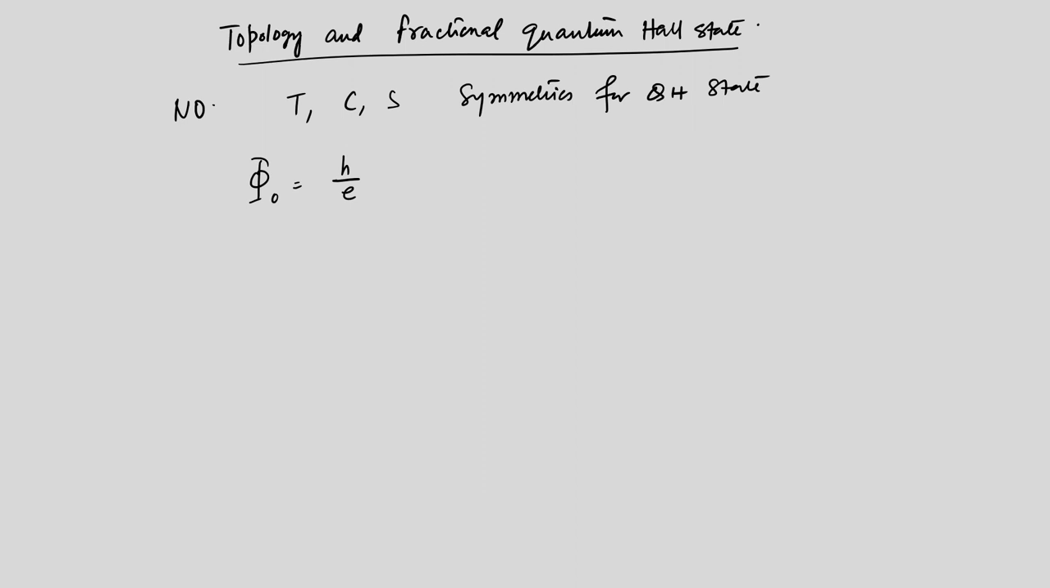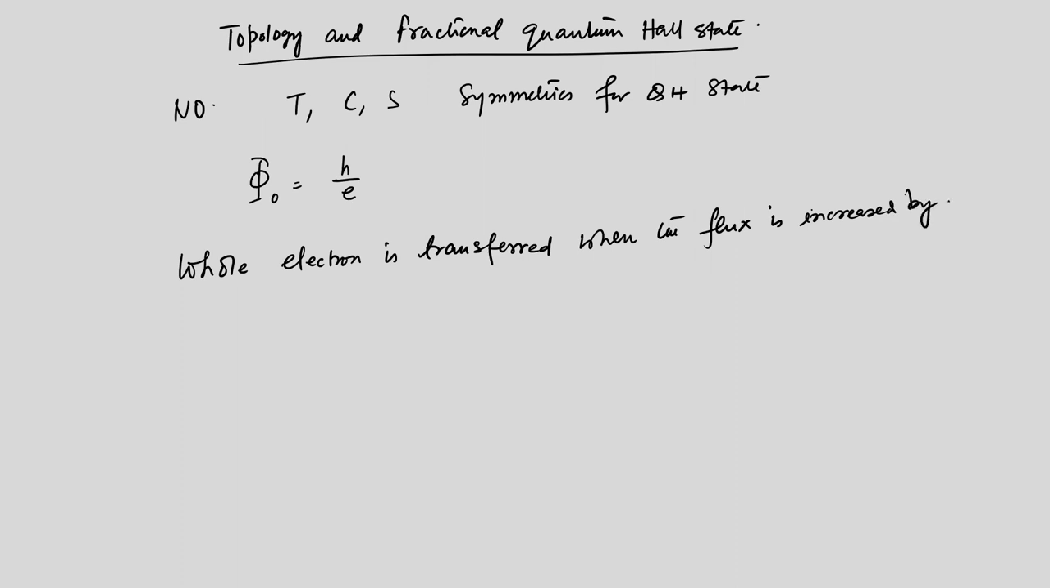And in the case of the fractional quantum Hall effect, a whole electron is only transferred when the flux is increased by m phi 0. So let me write that. Where you know that m is an odd denominator fraction. Okay, so this tells you that the Hall conductivity is nothing but e squared over h and 1 over m. And now these fractional charges can actually be detected in shot noise experiments.